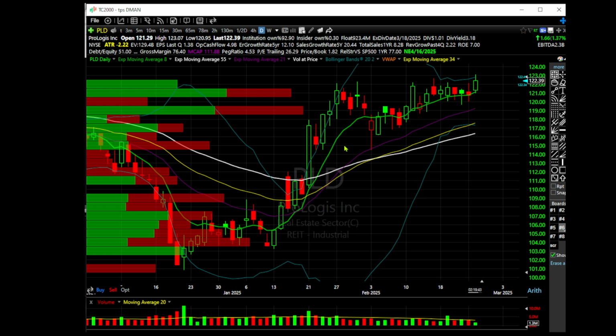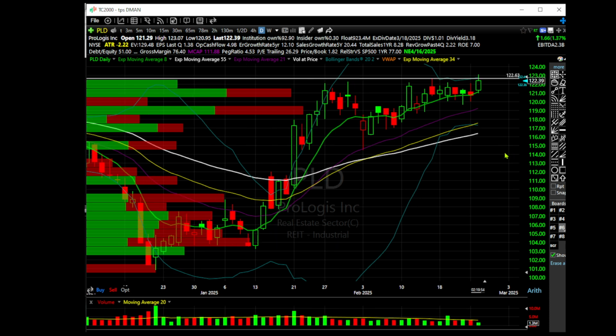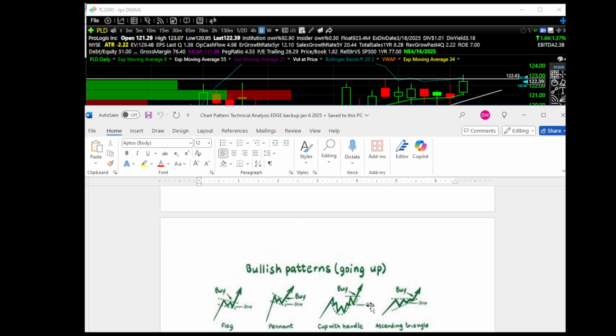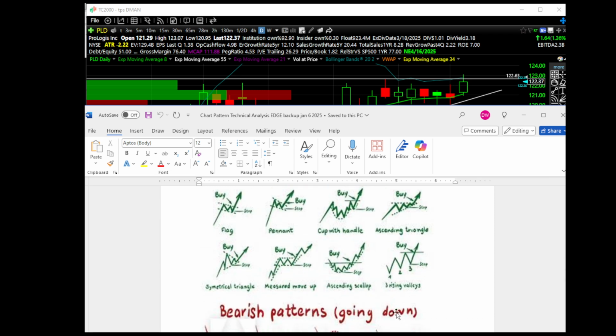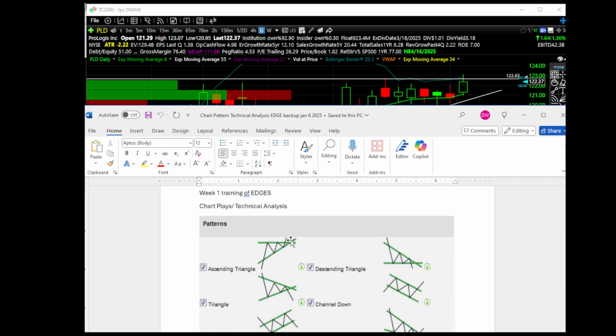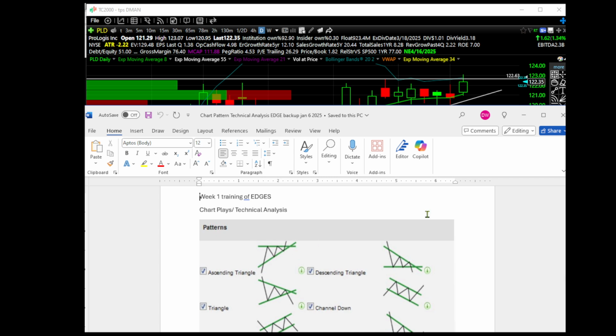So if we look at PLD, have we broken highs? Like from a technical perspective, have we broken out? Can you guys tell me, using these charts to help you understand, did we make a new high? The answer is yes.